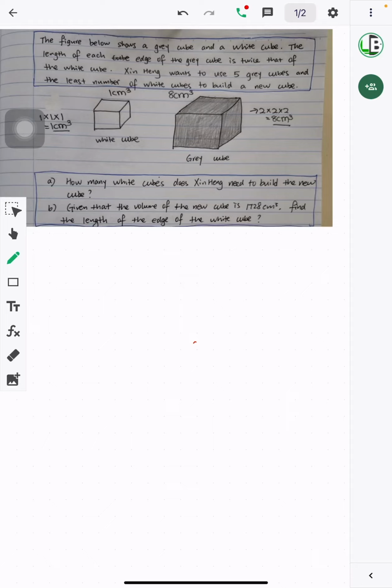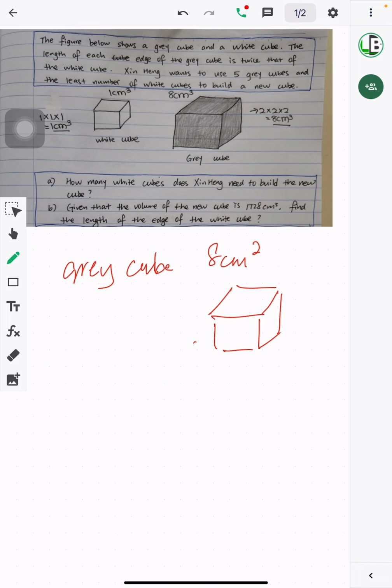The question says that this figure shows a gray cube, and the gray cube is an 8 cm cube, which is made up of sides of 2 cm, 2 cm, and 2 cm. So therefore, to achieve the 8 cm cube, you have to take 2 times 2 times 2, which equals 8 cm.